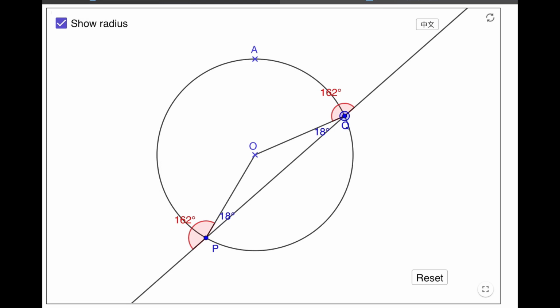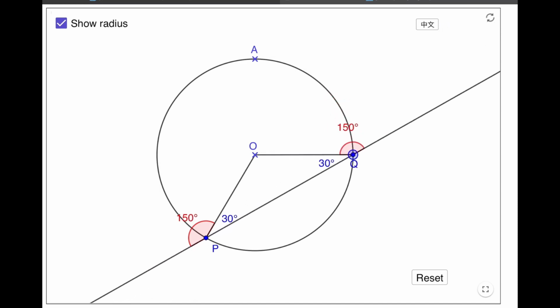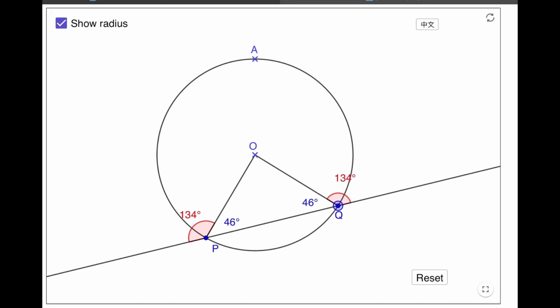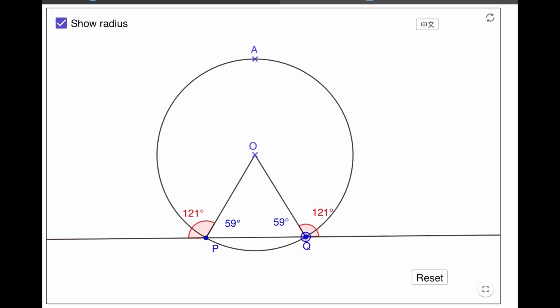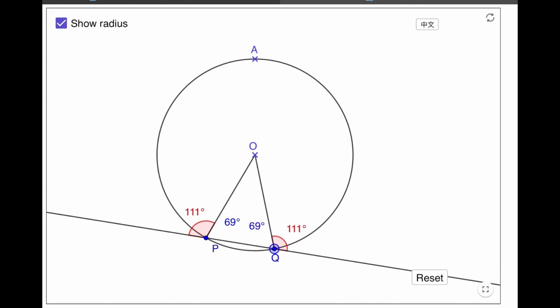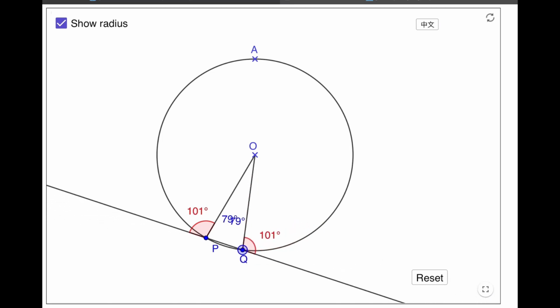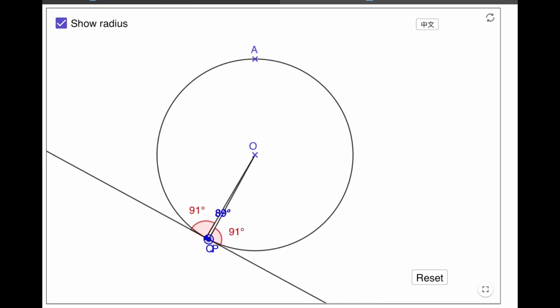Or you can have a look at this one here. In this figure, I have a circle, and you can see this line intersects the circle at 2 points, point P and Q. Supposedly, if I rotate this line clockwise about the point P, you can see my point Q is getting closer and closer, and then the angle here will eventually become 90 degrees. So this line becomes a tangent to the circle at point P. So this is our tangent.